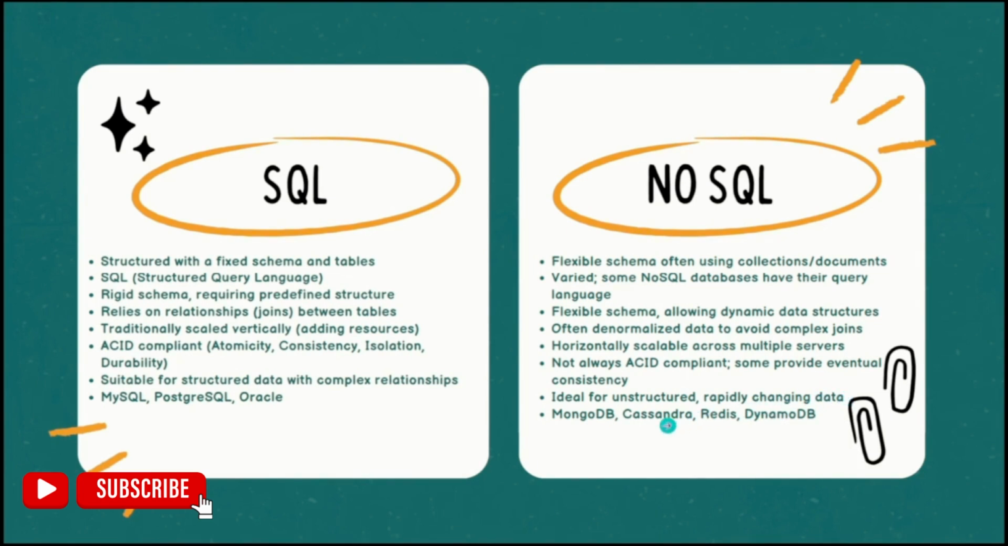Then we have some examples of NoSQL: MongoDB, Cassandra, Redis, DynamoDB. You might be using MongoDB mostly, but in future you might also learn DynamoDB, that's made by Amazon. You can learn that also, but MongoDB is very important, and that's what we are going to learn.